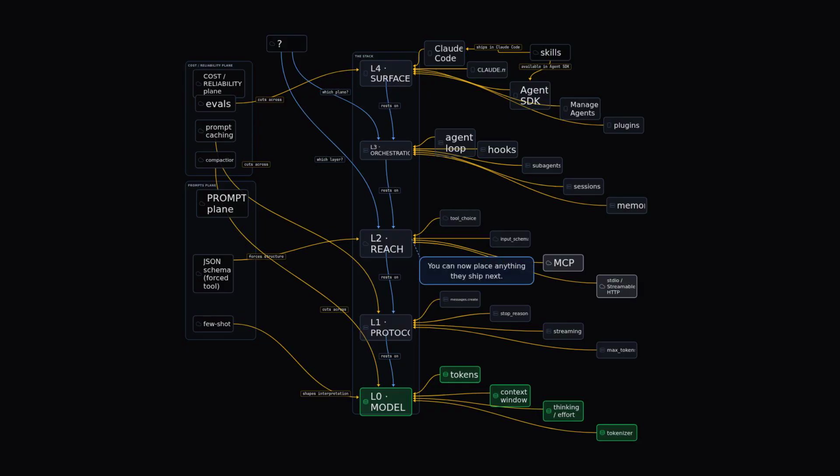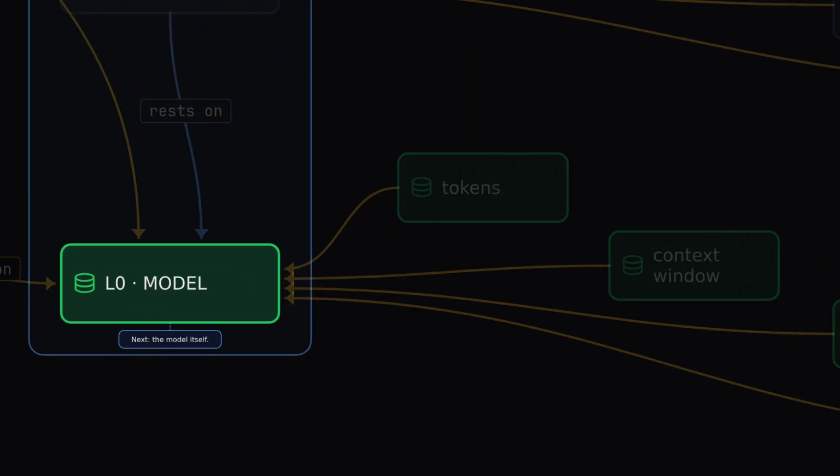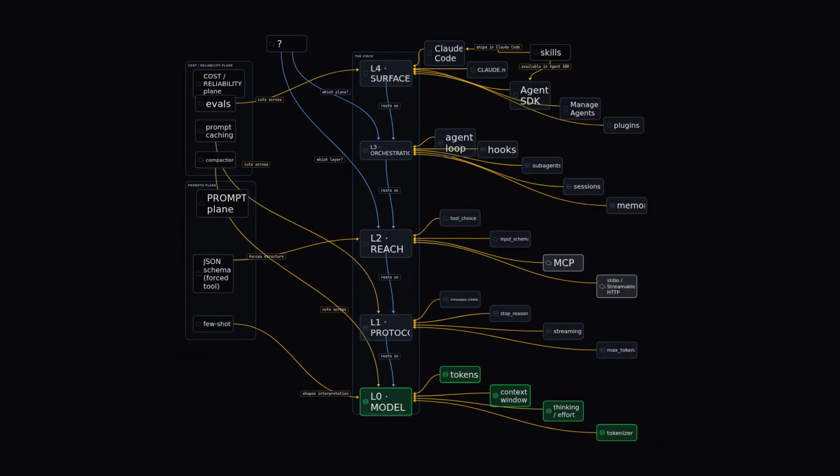You can now place anything they ship next. Layer, plane, dependency. That's the whole filter. Next time we go down to L0, the model itself. Placing Claude features on the stack.